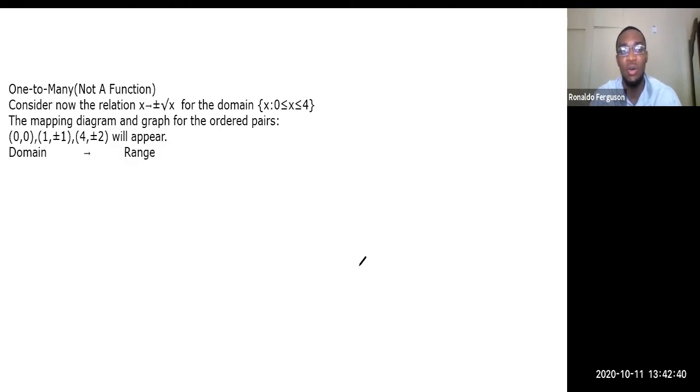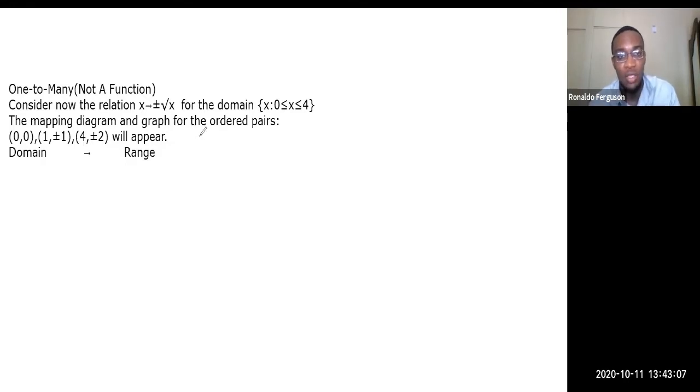So let's look at this example. It says, consider now the relation x is mapped to plus or minus the square root of x for the domain x between 0 and 4. So the mapping diagram and the graph for the ordered pairs will appear. So let's let the mapping diagram appear. And so they already give us the ordered pairs. So the ordered pairs are 0, 0, 1, plus or minus 1, 4, plus or minus 2.